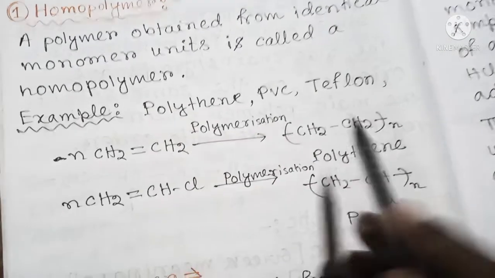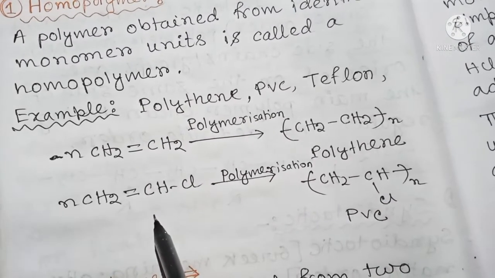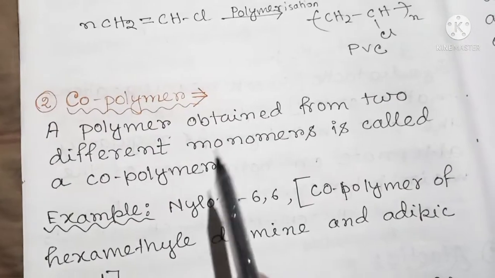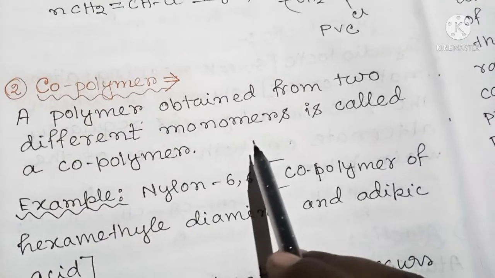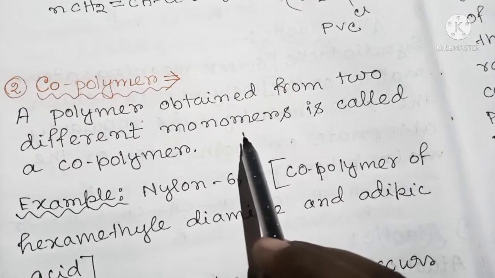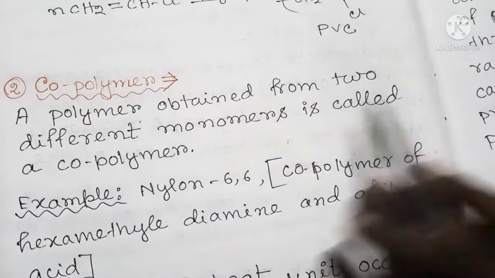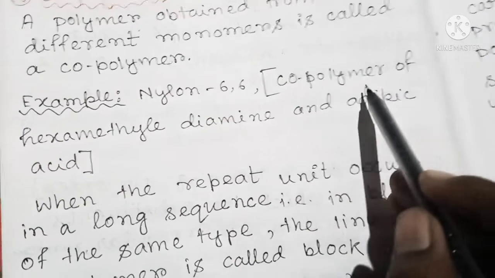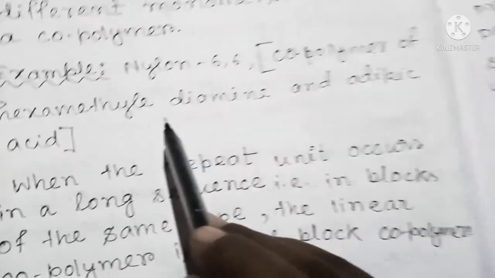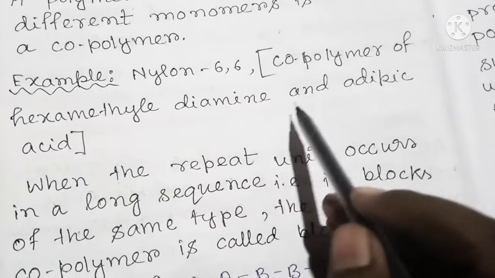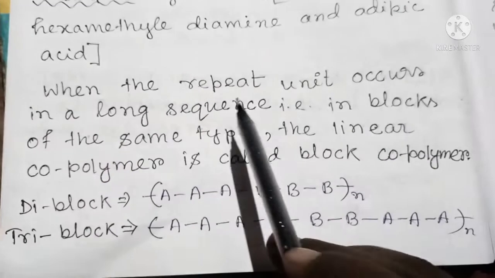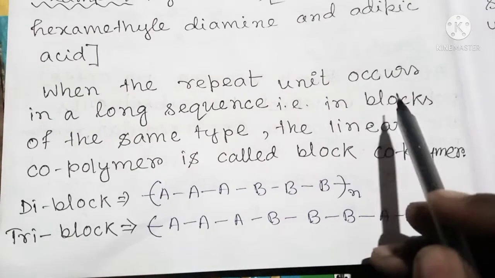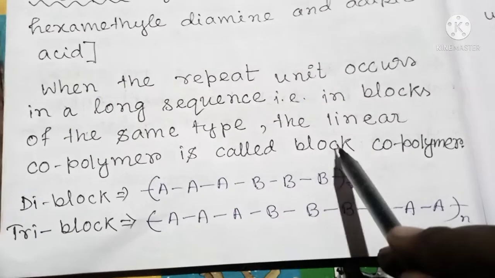Okay. Next is copolymer. A polymer obtained from two different monomers is called a copolymer. Example of copolymer: nylon 66, which is a copolymer of hexamethylenediamine and adipic acid. When the repeat unit occurs in a long sequence, that is in blocks of the same type, the linear copolymer is called block copolymer.